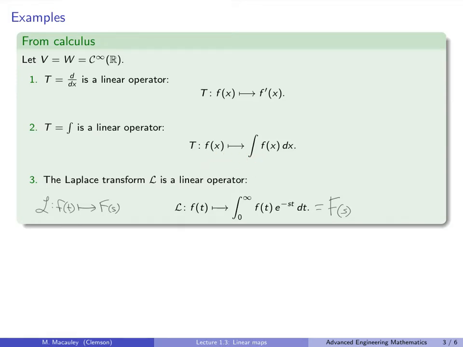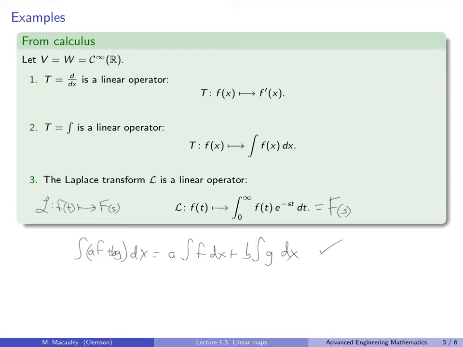So let's do both of these. The integral of af plus bg dx is a times the integral of f dx plus b times the integral of g dx. So that's why this is linear.